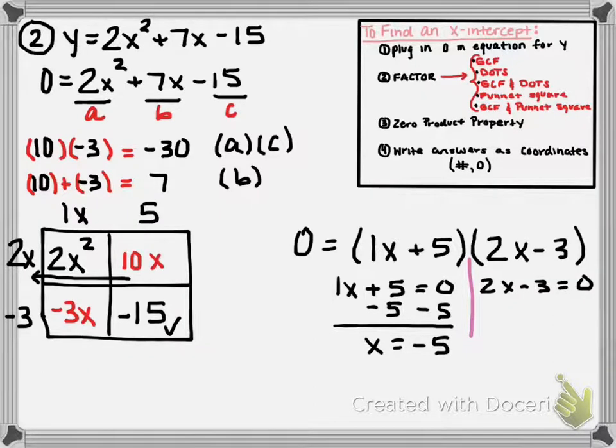My other one, I have to add 3 to both sides first. So I have 2x equals positive 3. And then that 2 is in front of the x, so I want to divide it.